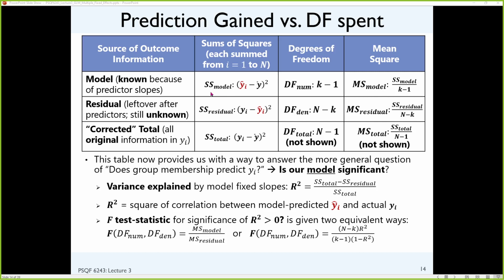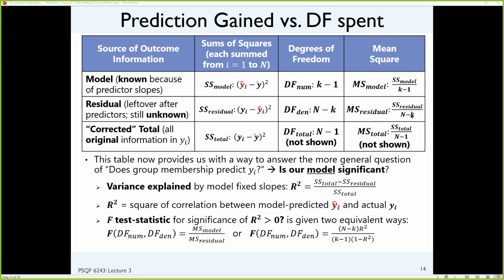And I'm using the word information because sums of squares is like, what the hell is that? And I can't say variance because variance is sums of squares divided by a denominator. So I'm using the word information captured for sums of squares model. Information left over is sums of squares residual. Points spent to get your information is degrees of freedom for the numerator. Points remaining is degrees of freedom for the denominator.